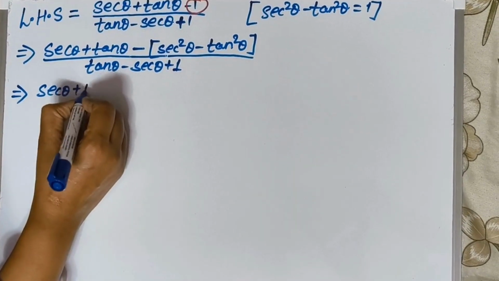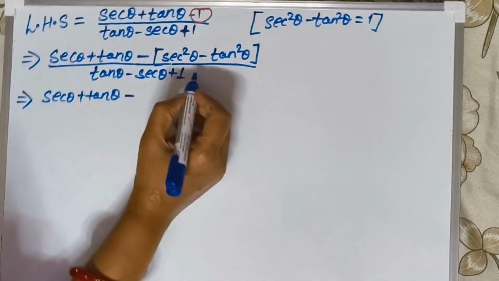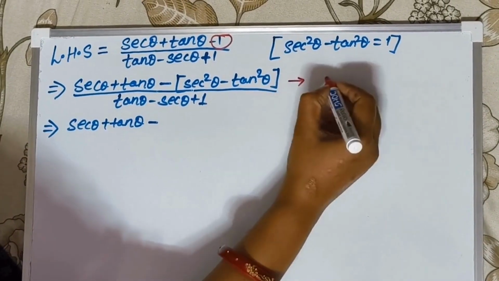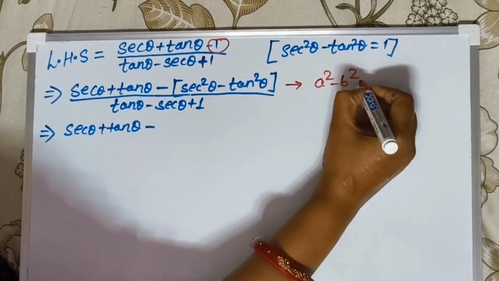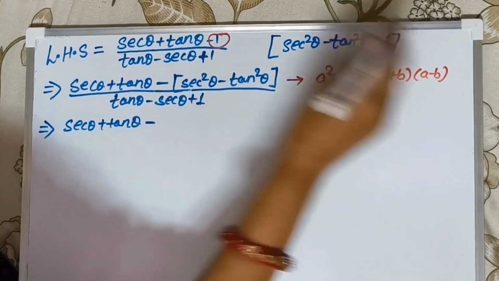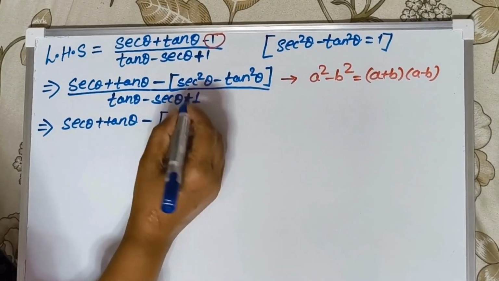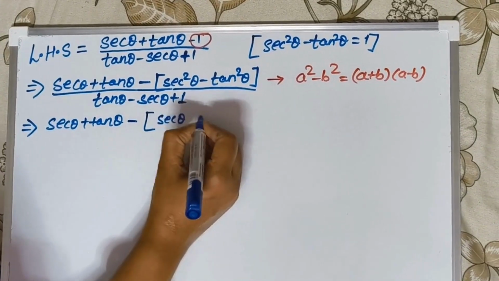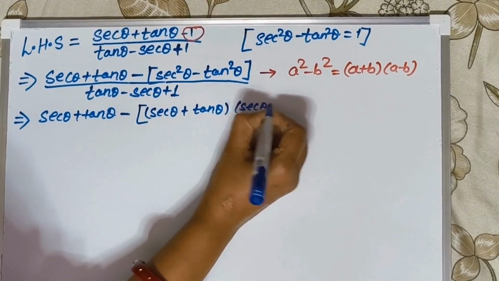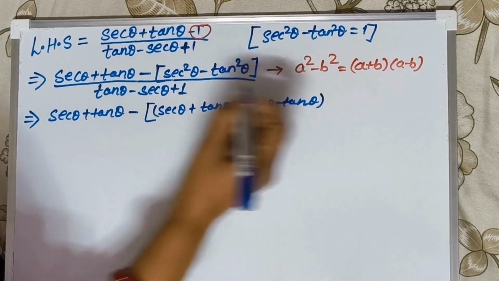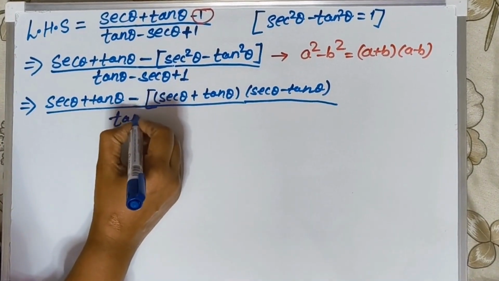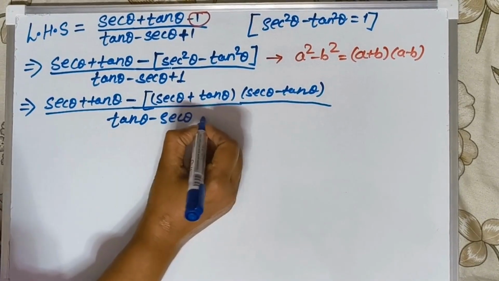Sec theta plus tan theta. Now if you observe, this sec square theta minus tan square theta is again in a formula form: a square minus b square. As we know, the formula for a square minus b square is a plus b into a minus b. In the same way we break this term like this: sec theta plus tan theta and sec theta minus tan theta. Our denominator will be the same: tan theta minus sec theta plus 1.